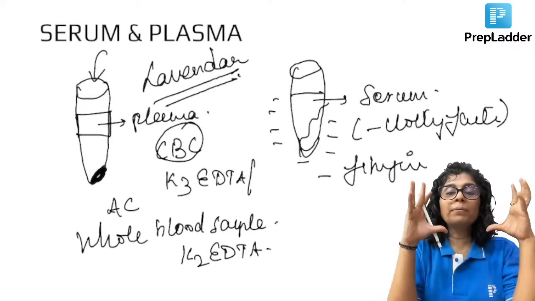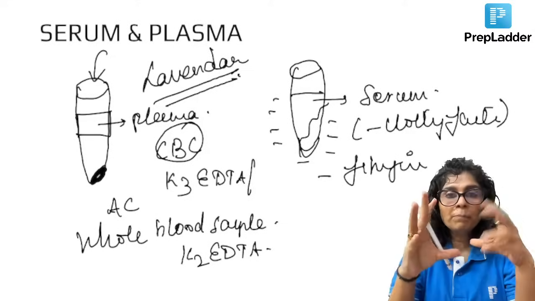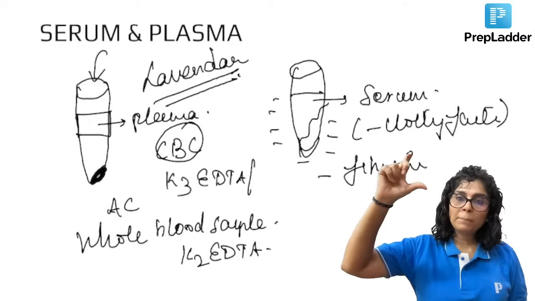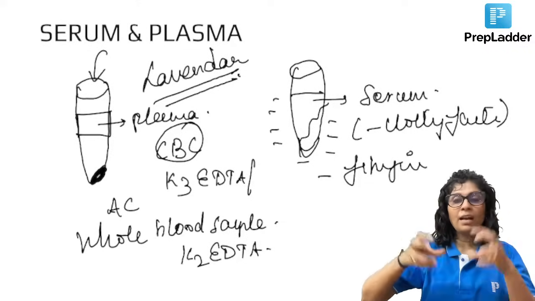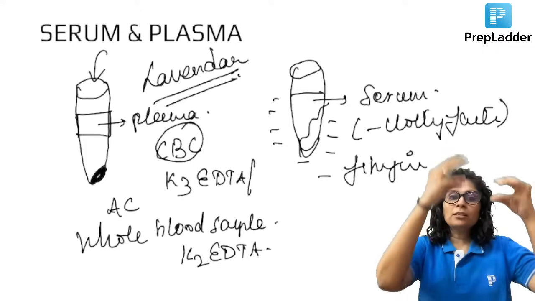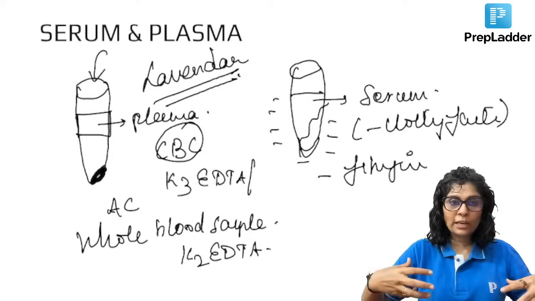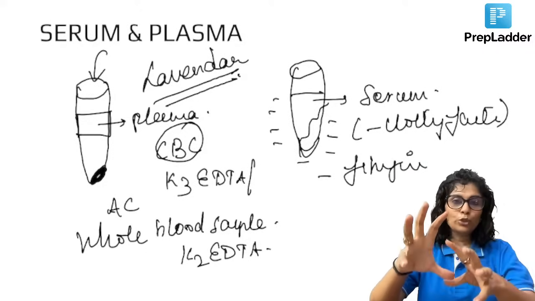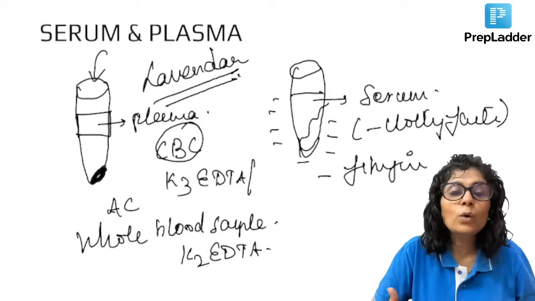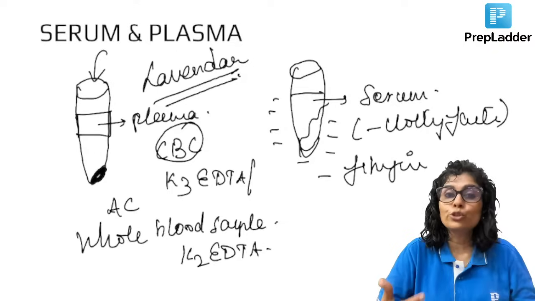So what is separated above is called plasma. I collect blood sample. In the lab, I mix the blood sample. I get a whole blood sample. I introduce the whole blood sample into the machine. The machine separates all the cells individually, counts all the cells individually, and will give me my values. That is why for complete blood count, it has to be a lavender top tube.